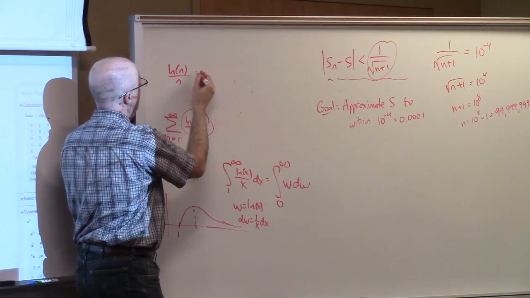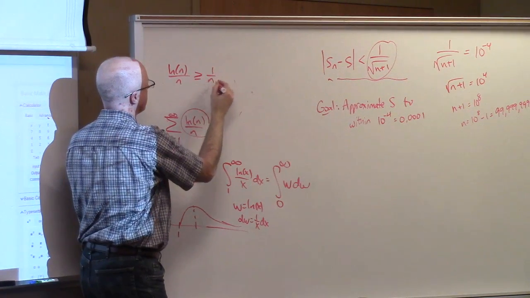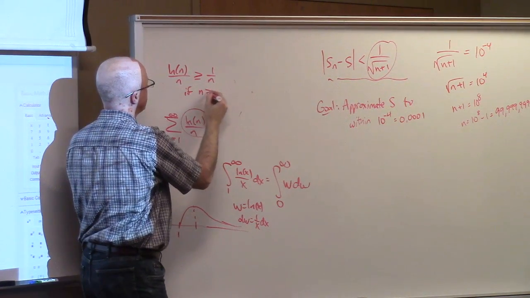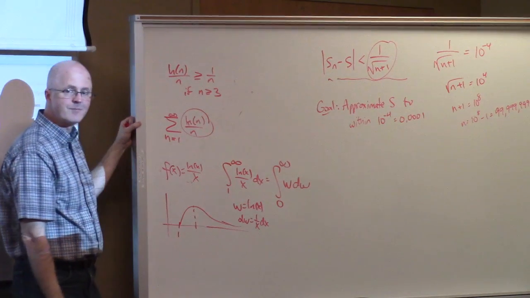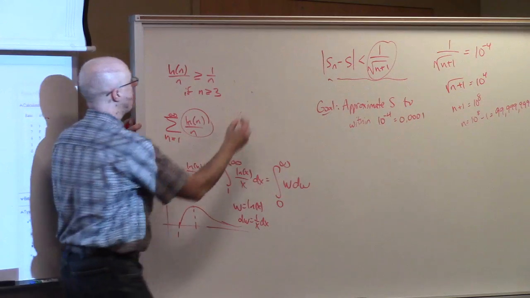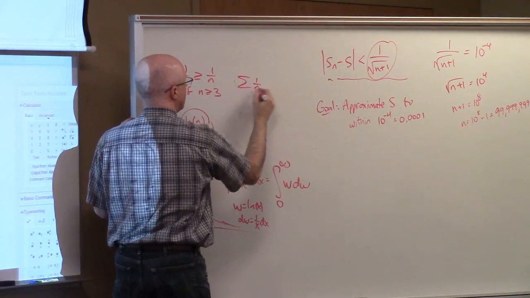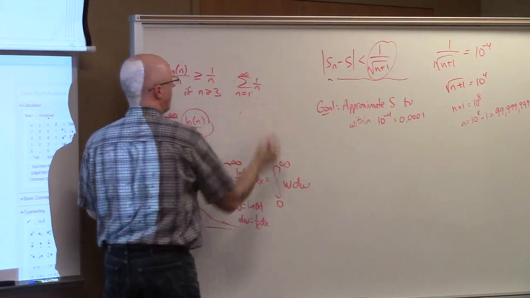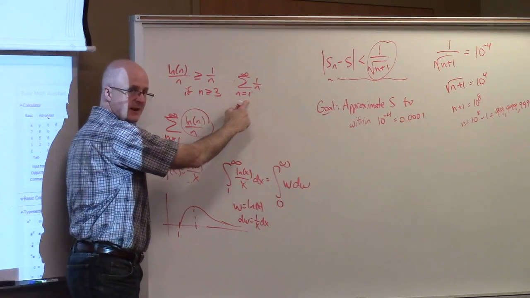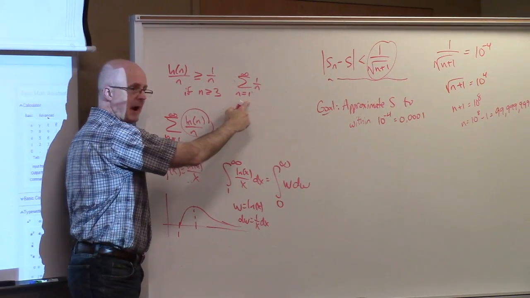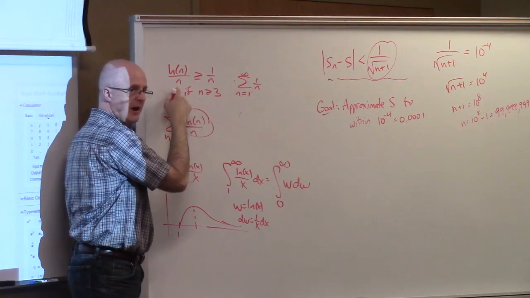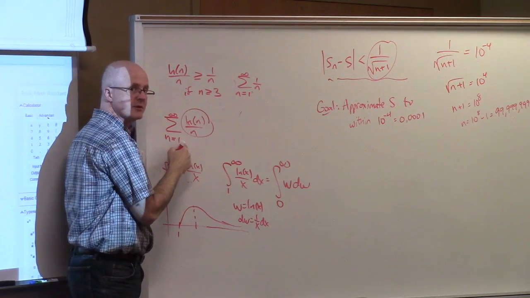Natural log of n over n will be greater than or equal to 1 over n if n is greater than or equal to 3. And we know this series diverges. It's the harmonic series. Therefore, the comparison test and this inequality would imply that this series diverges as well. You could use the comparison test there.